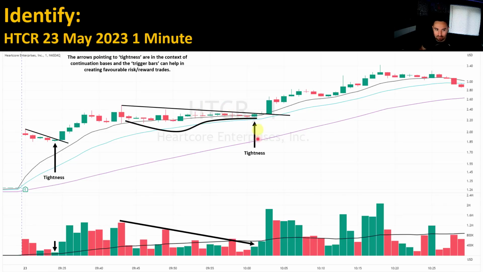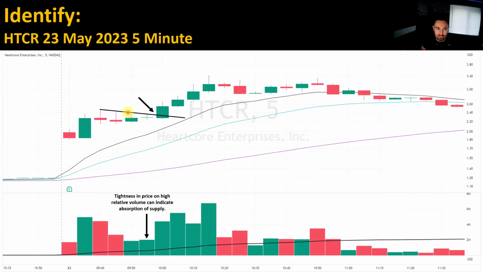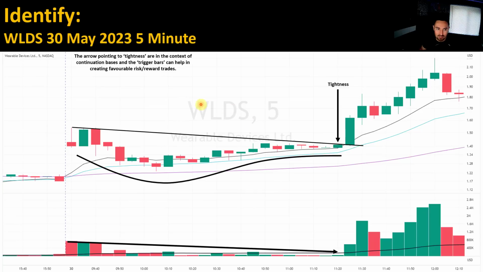HTCR, there's your trigger bar. Look how the volume dries up before it goes. Another one, 5-minute chart. There it is, little flag. There's where the volume dries up. There's the tightness, nice. WLDS, look at the tightness coming through on the 5-minute chart.